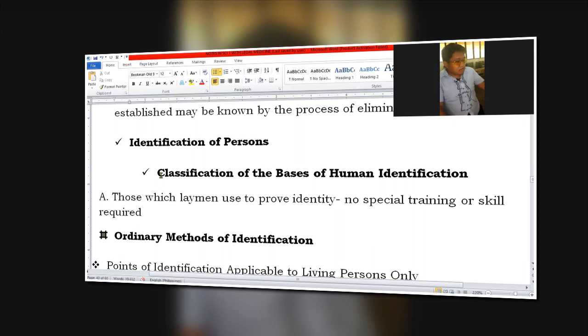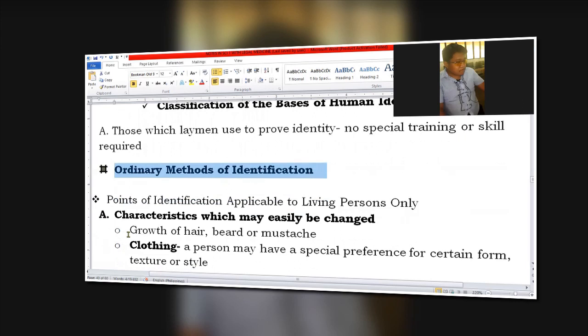In this classification of the basis of human identification, there are two classifications: ordinary methods and scientific methods. Ordinary methods of identification are those which laymen use to prove identity. No special training or skill is required. So you as investigators can use these ordinary methods to identify something or someone. The scientific methods, of course, need more technical knowledge and skills for that matter.